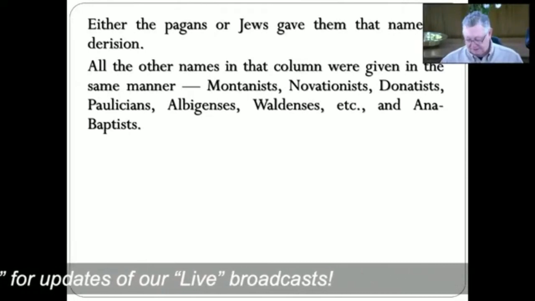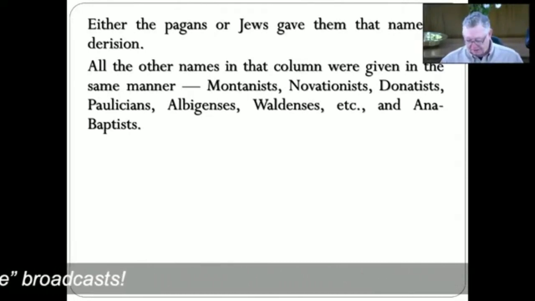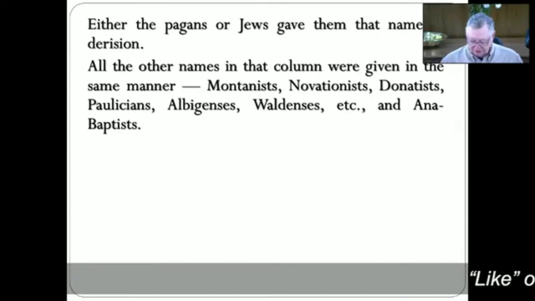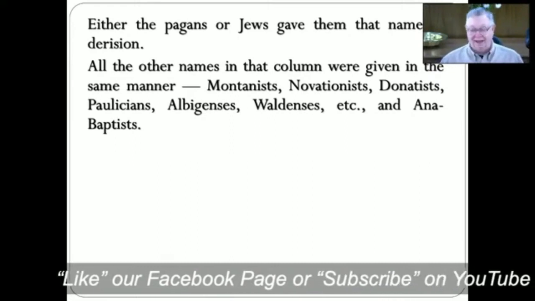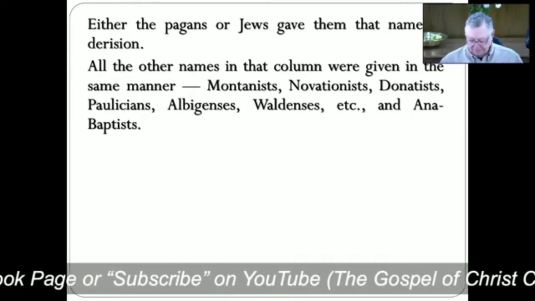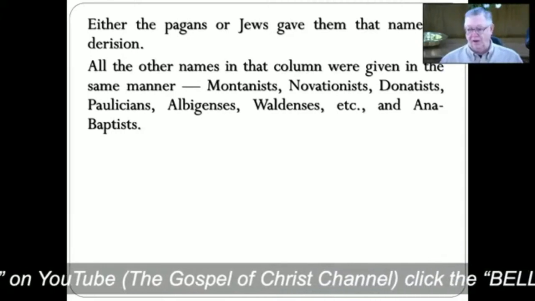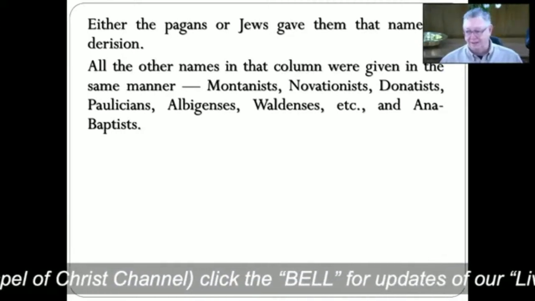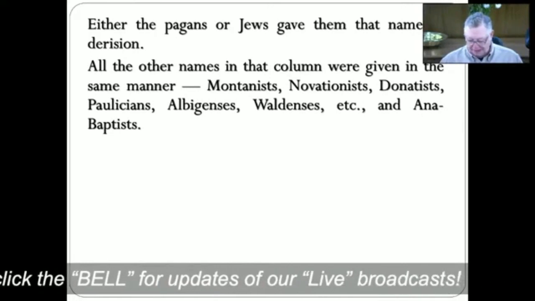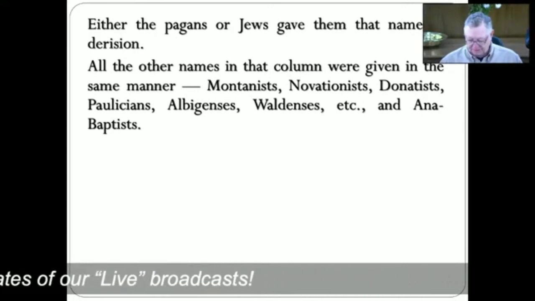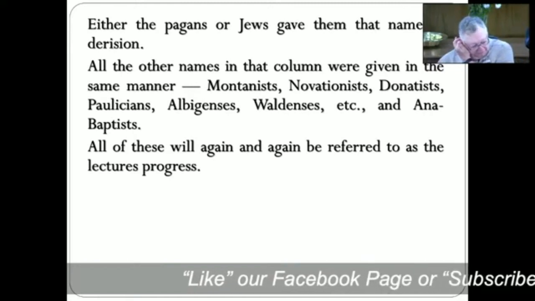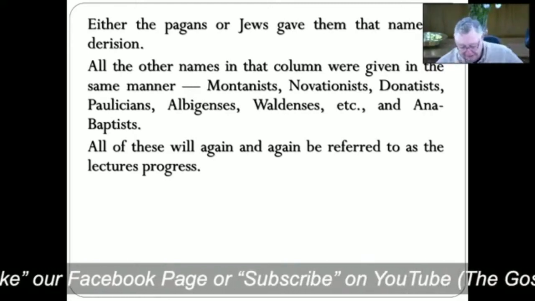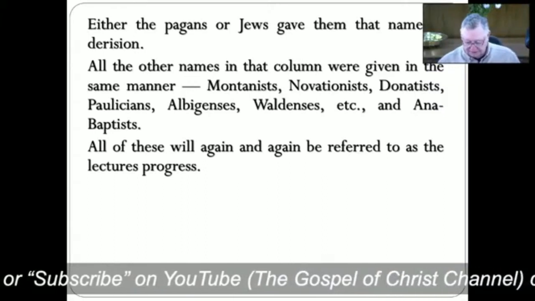Montanist, Novatianist, Donatist, Paulicians, Albigenses, Waldenses, etc., and Anabaptists. They were called Anabaptists because they rebaptized people who came out of these other churches. All of these will again and again be referred to as the lectures progress.